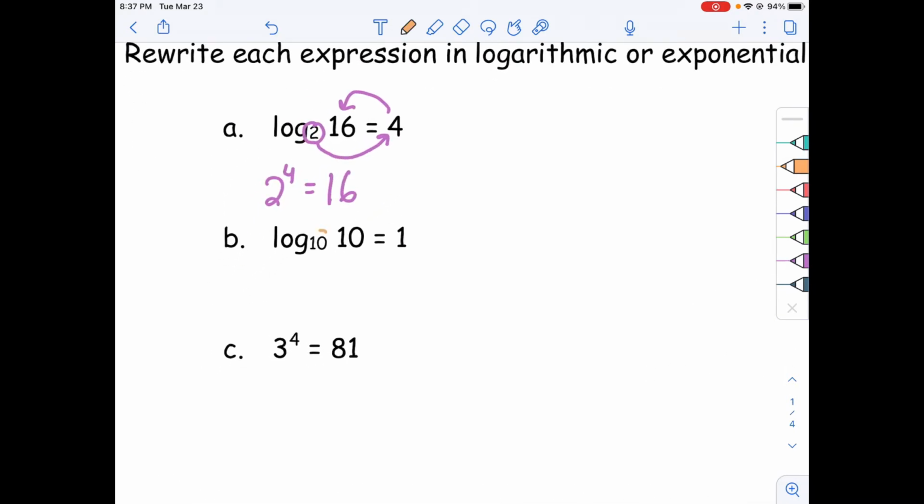For letter B here, same idea. We have 10 as the base. We take 10 and we raise it to the power on the other side, so 10 to the 1st power. And then what does 10 to the 1st power equal? It equals that 10 inside the log.